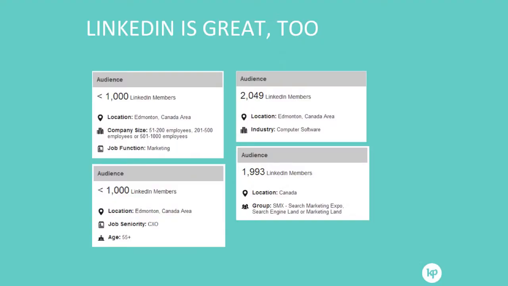But take a look at, for me, one of the examples that I'm absolutely going to use when I'm done at SMX this week is I'm going to advertise my slides to people who live in Canada who are a member of SMX. You can actually target based on groups. You just have to be a member of that group, and then you can advertise to people in that group. So I want to target the 1,993 LinkedIn members who are in Canada, who are members of SMX or Search Engine Land or Marketing Land.